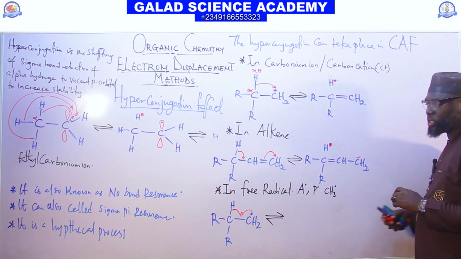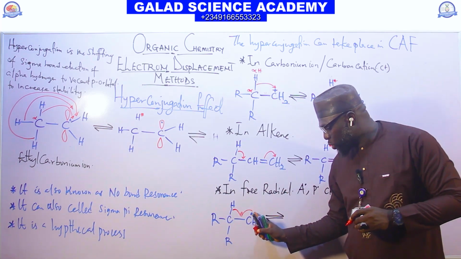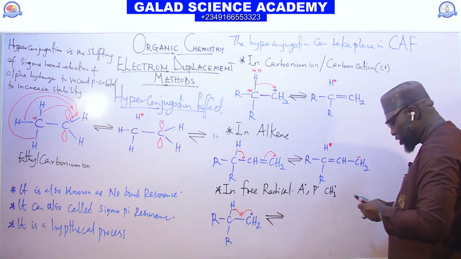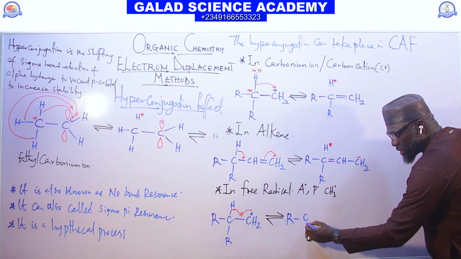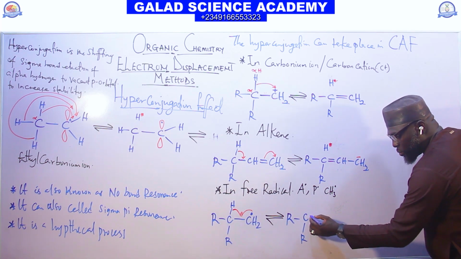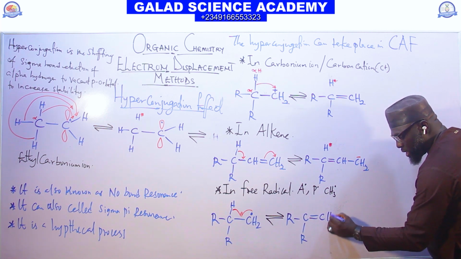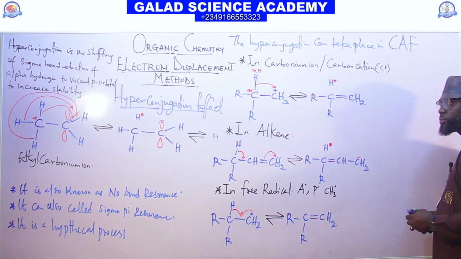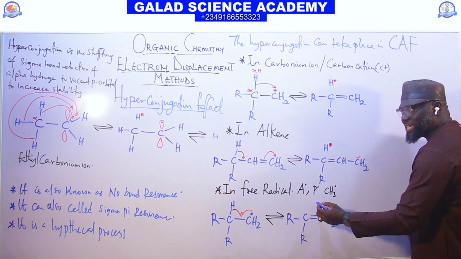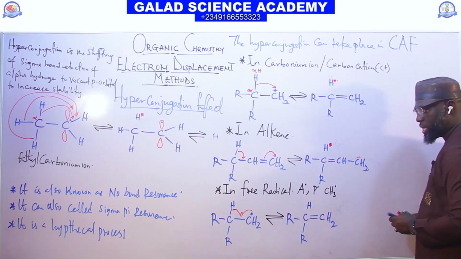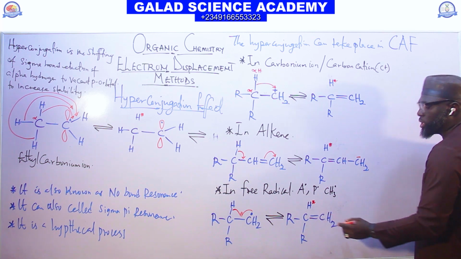Now, I've told you before that the full arrowhead is for one electron. So one electron moves from here, and the one we have also moves to this side. As a result, we are going to have R-CH with a double bond to CH2. So that's what we have here. And don't forget, this H still remains here, which is the no-bond.